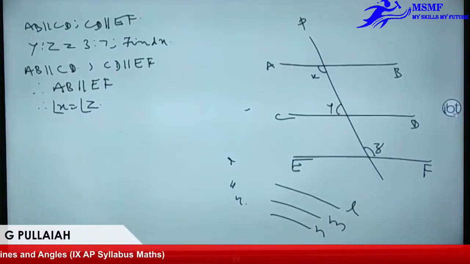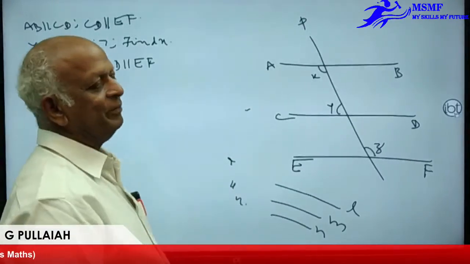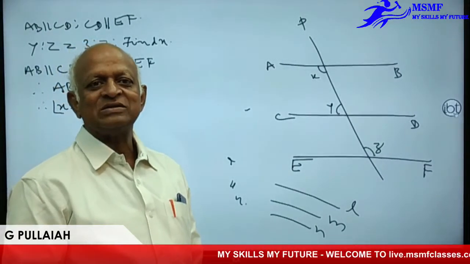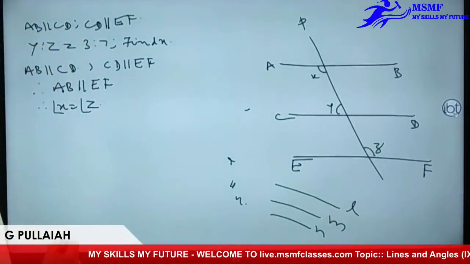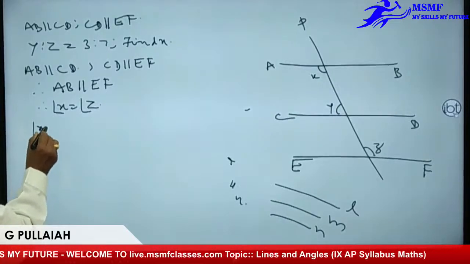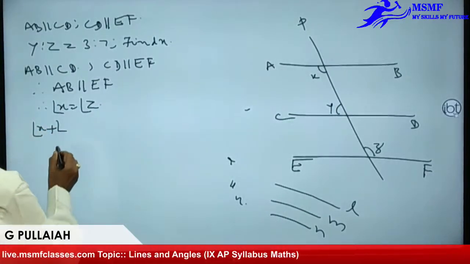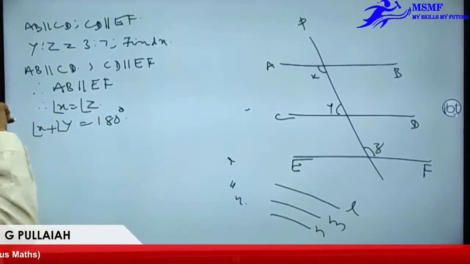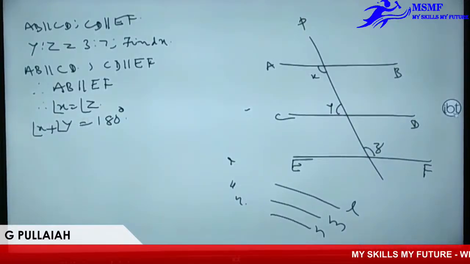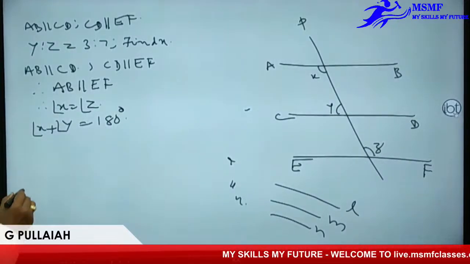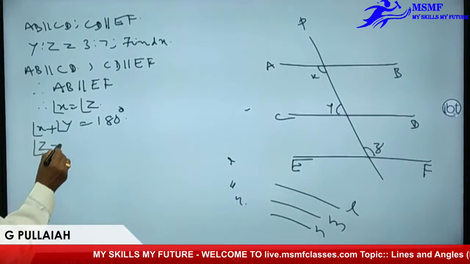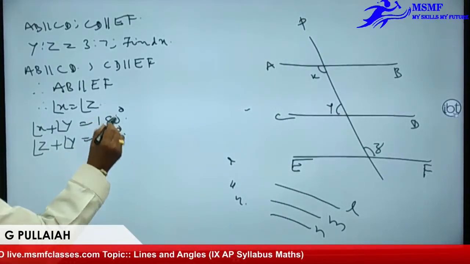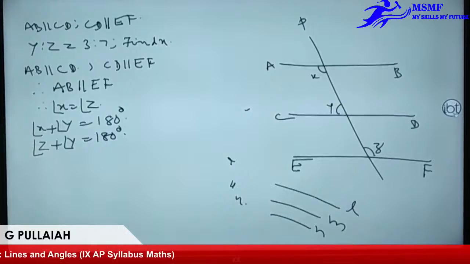Now if you think about x and y, they are the co-interior angles on the same side of the transversal. So here you can say angle x plus angle y is equal to 180 degrees. Thereby you can say angle z plus angle y is equal to 180 degrees.